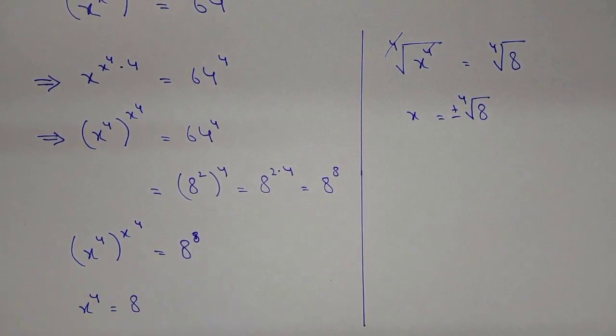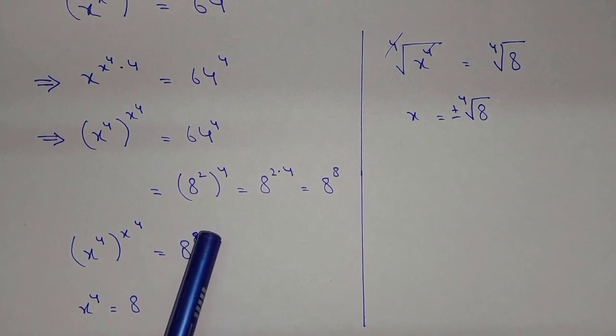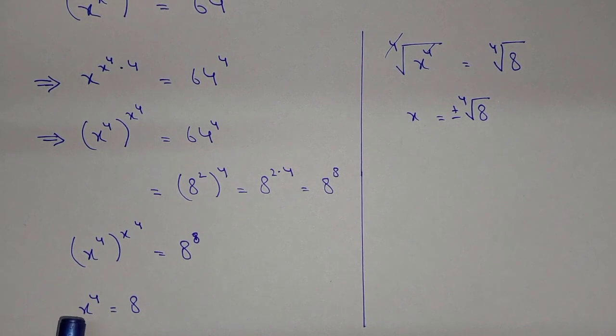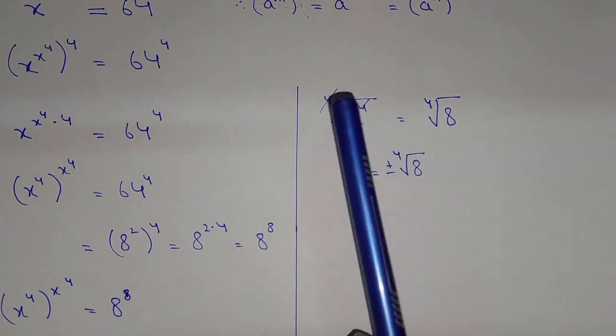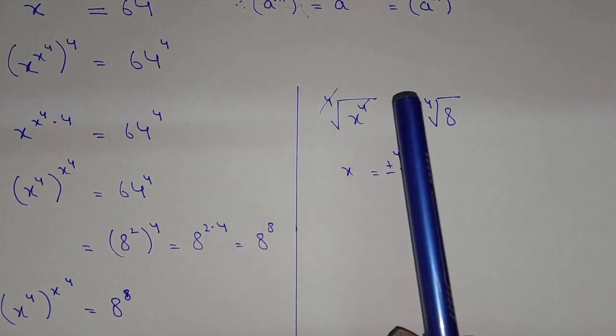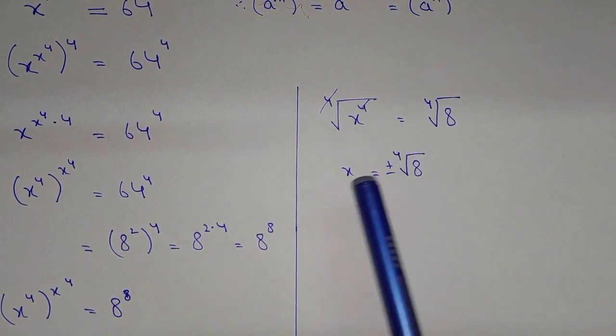Now there is a rule that when the bases and the exponents are the same on both the sides, for example here we have the base and the exponent same, and here we also have the base and the exponent same, in that case we can eliminate the exponents. So we can say that x power 4 is equal to 8. So now taking root power 4 on both the sides, the radical 4 will be cancelled with the 4. So this is actually the value of x.